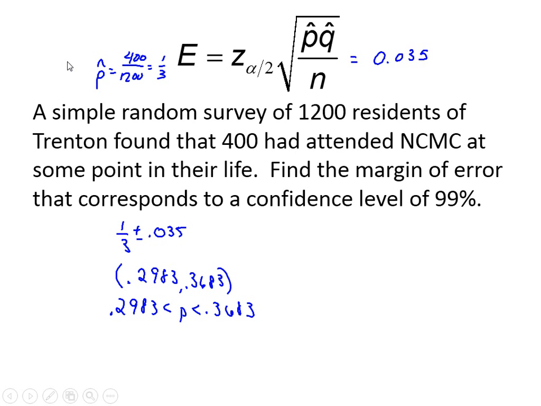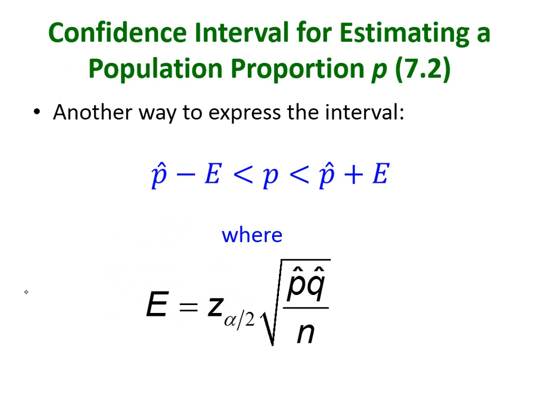So instead of having to go through and ask every single resident of Trenton, we would just take our sample of 1,200 residents of Trenton and use that to infer what we think is true about the entire population. Questions? So this is saying what we were just saying. Another way to express our interval is the sample proportion minus the margin of error is less than the population proportion, which is less than the sample proportion plus the margin of error. Or again, our margin of error is the same thing.